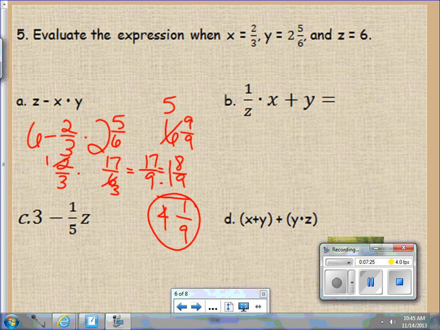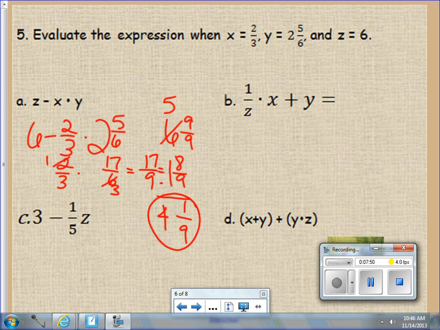In our first example, we have 6 minus 2/3 times 2 and 5/6. Order of operations tells us that we need to multiply first. So right below that, I multiplied 2/3 times 17 over 6. I factored out. My final answer was 1 8/9 after I reduced it from 17 over 9.